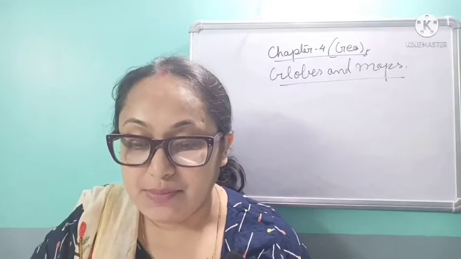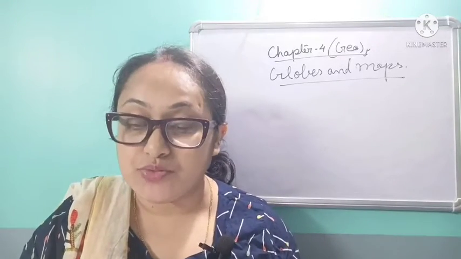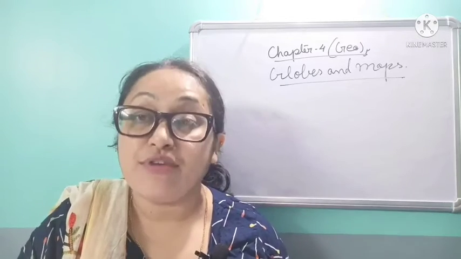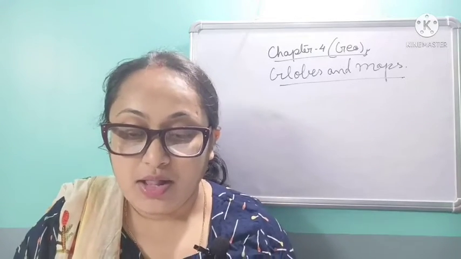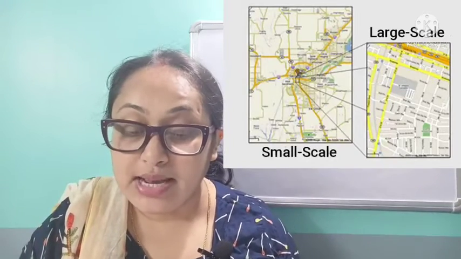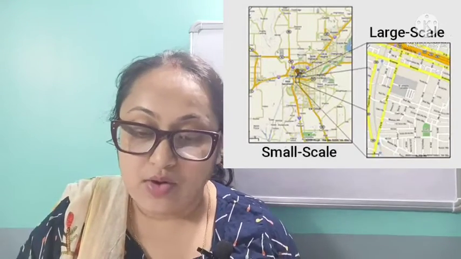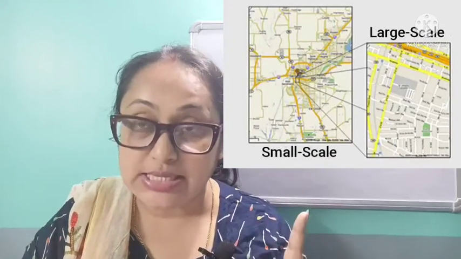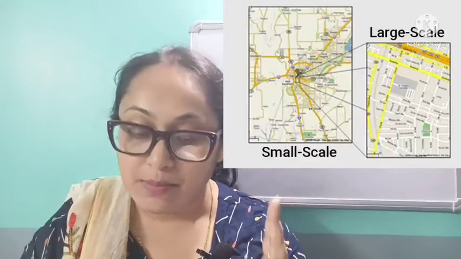Maps can be classified in many ways, but two classifications are the most useful. One classification is based on the scale of the map and the other is based on the function of the map. According to the scale, there are two types of maps: small scale maps and large scale maps. Now let us study the scale of the map. According to the scale, it is divided into two parts: number one is small scale map and number two is large scale map.